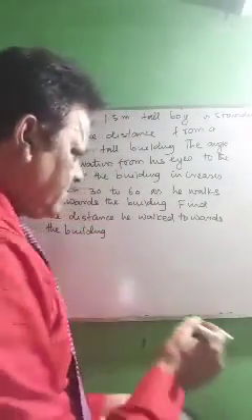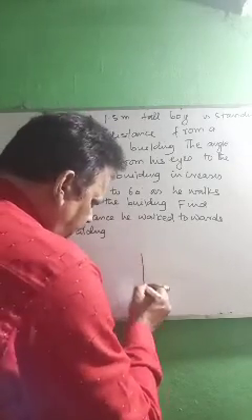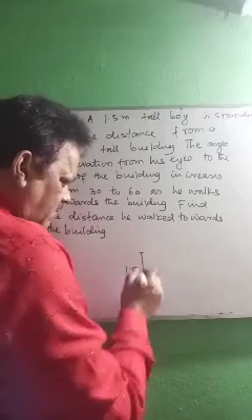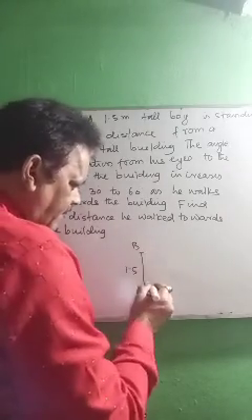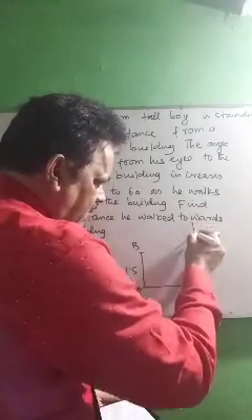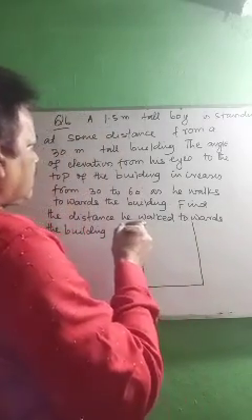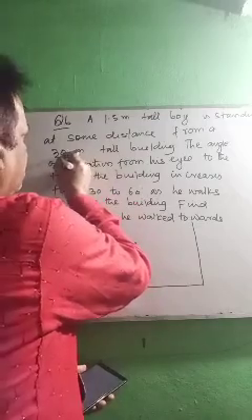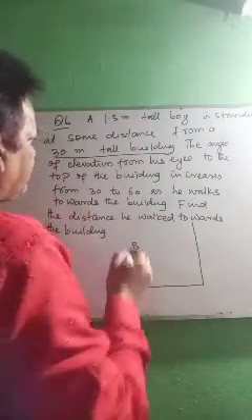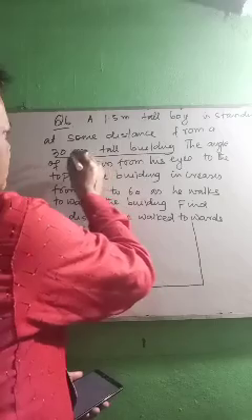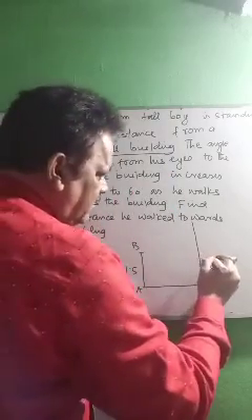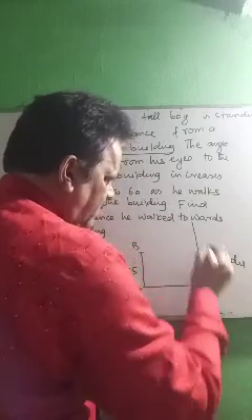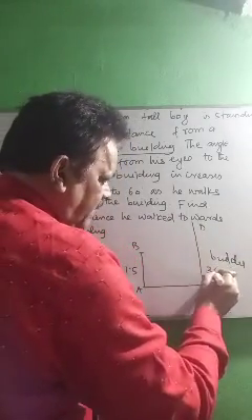Okay, so what you have to do? There is a 1.5 meter boy. Suppose it is AB. Standing some distance from a 30 meter tall building. Means this is your building here. This is CD. This is 30 meter.